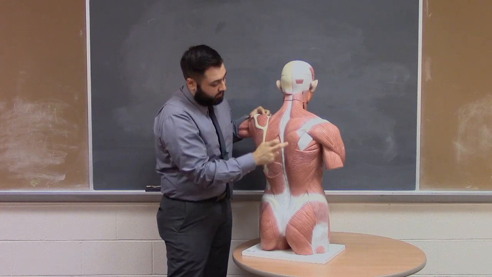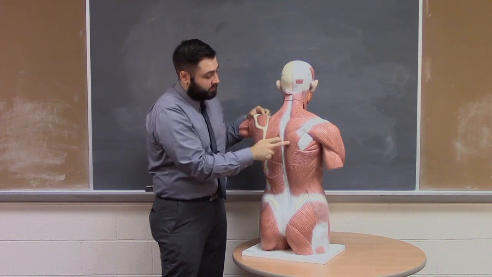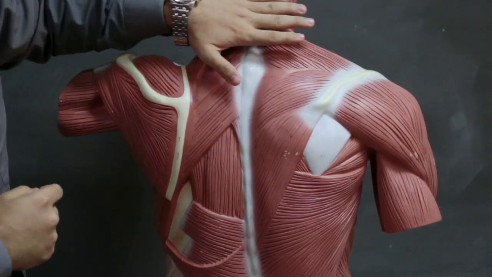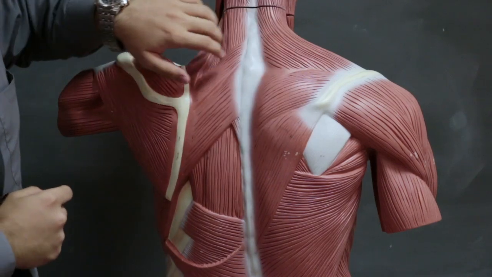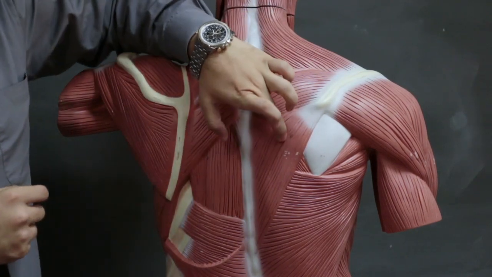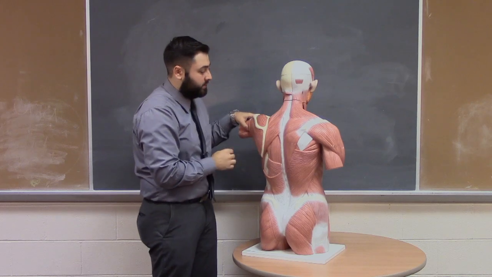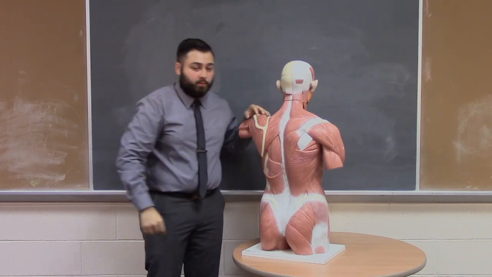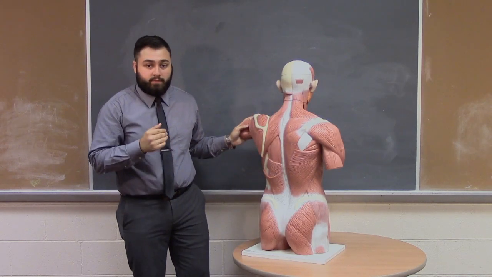Here, a bigger muscle, the one that we see first, trapezius. Again, much like the deltoid, we have three different muscles here. Upper, middle, lower trapezius. All are considered the trapezius. Upper trapezius helps with upward rotation of the scapula.